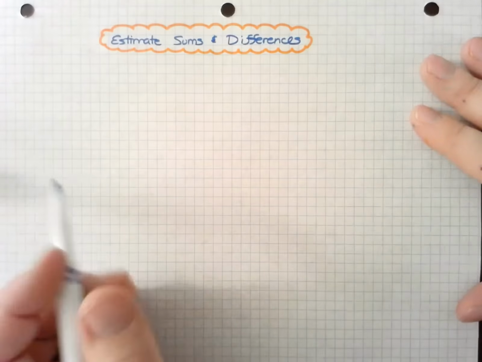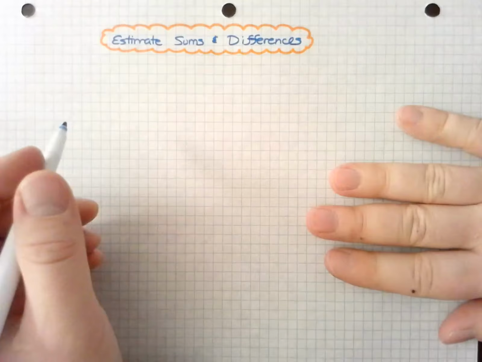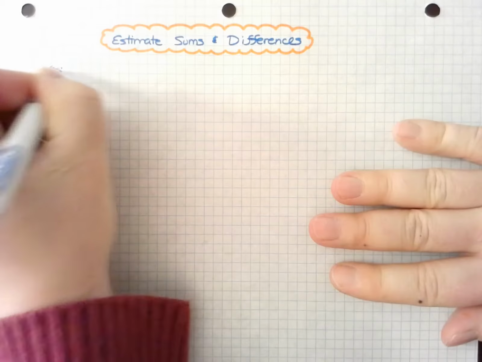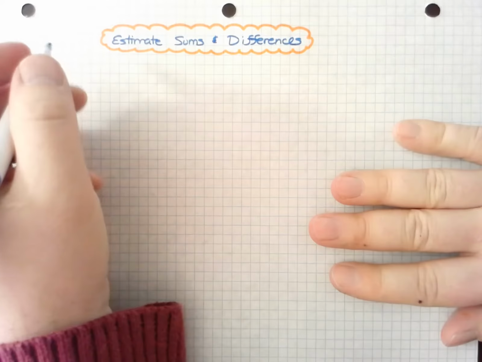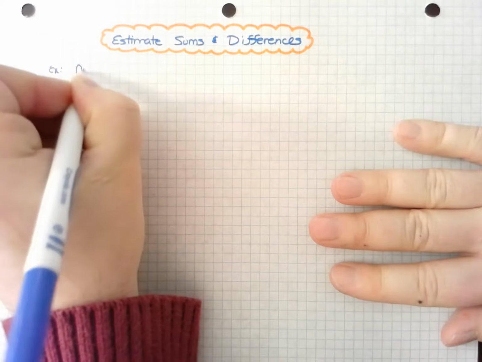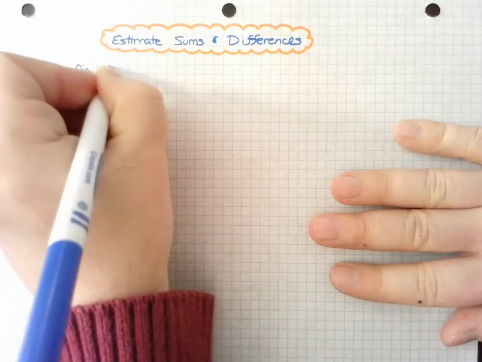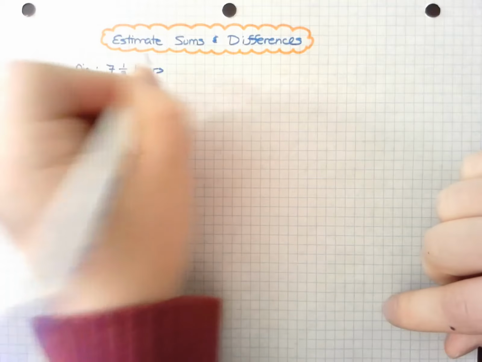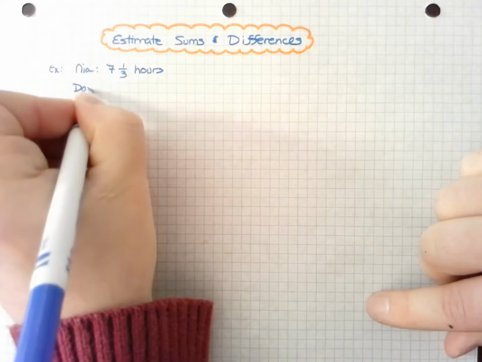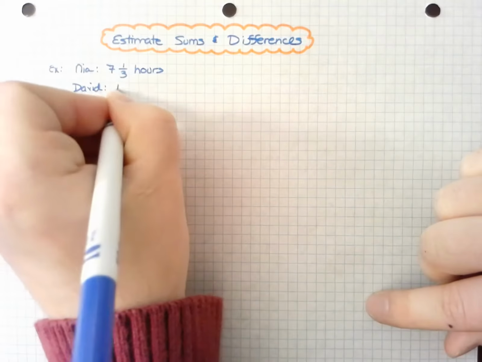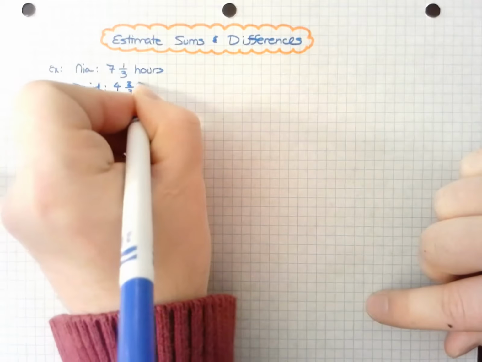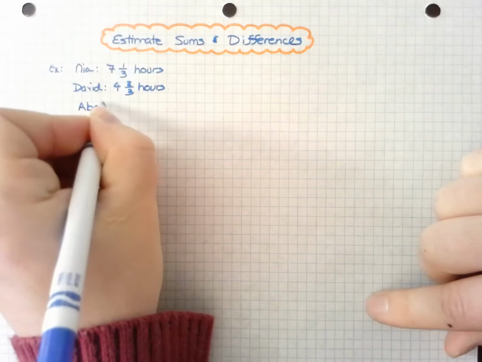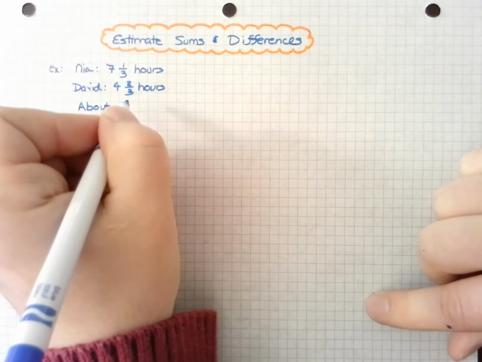Estimate sums and differences. So this really extends our learning from the first lesson on rounding fractions. So if we look at a real-world example of scuba diving, and say Nia scuba dives for 7 1/3 hours, and David scuba dives for 4 2/3 hours. About how many hours did they scuba dive altogether?